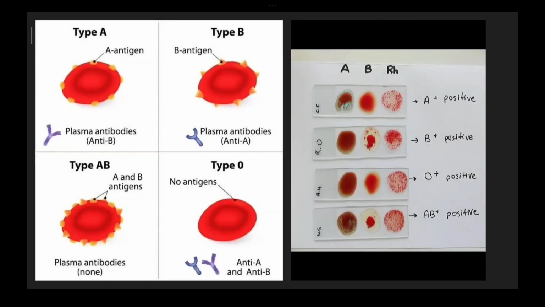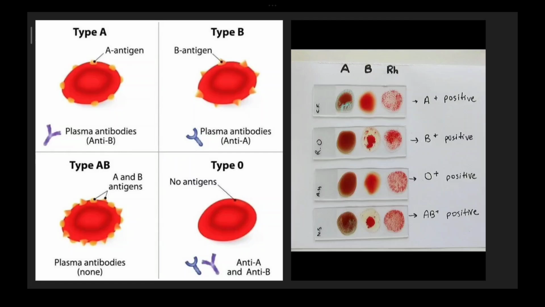Now here is an image of what I explained. Type A blood group has A antigen on the RBC surface and anti-B antibodies in the plasma. Similarly, type B has B antigen on the RBC and anti-A antibody in the plasma. Type AB has both A and B antigens and no plasma antibodies. And in type O, there are no antigens on the red blood cells, but there are anti-A and anti-B antibodies in the plasma.